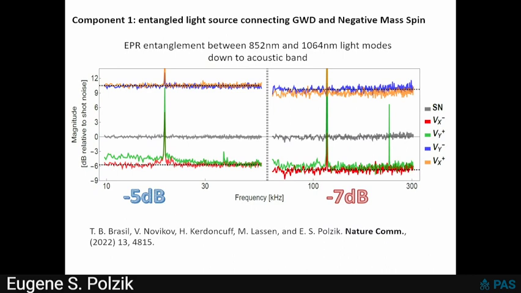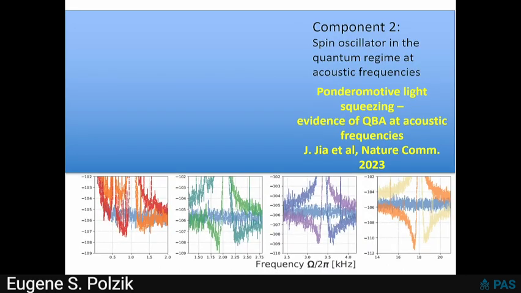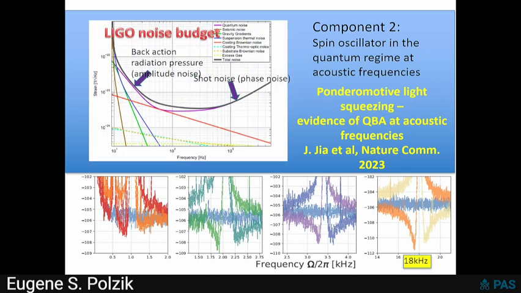So we have basic steps implemented. We have generated entanglement between two different colors, one for addressing atoms, the other for addressing the gravitational wave detector. We have observed quantum behavior of our spin oscillator at low frequencies. So how low is low? 18 kilohertz, 3 kilohertz, 1.7 kilohertz, 700 hertz.